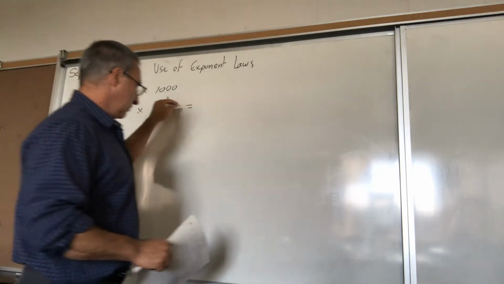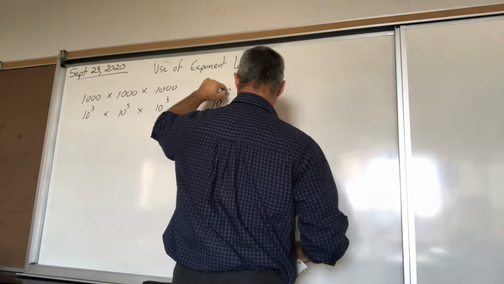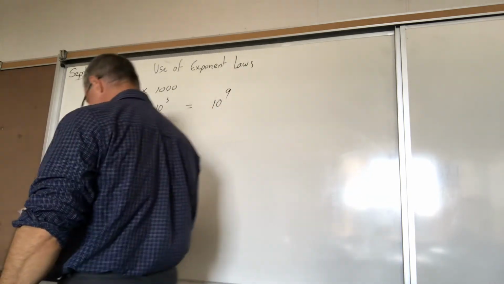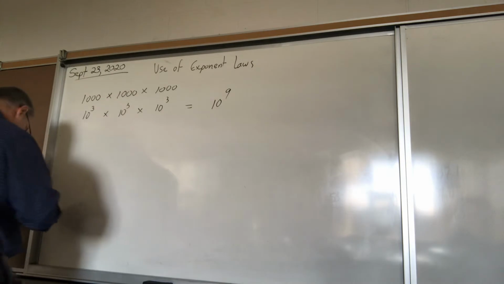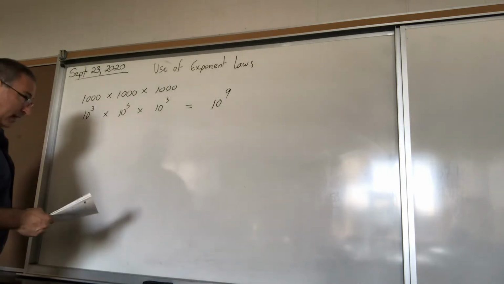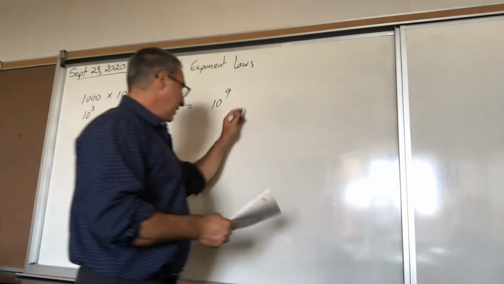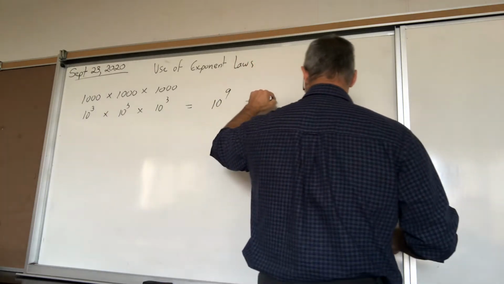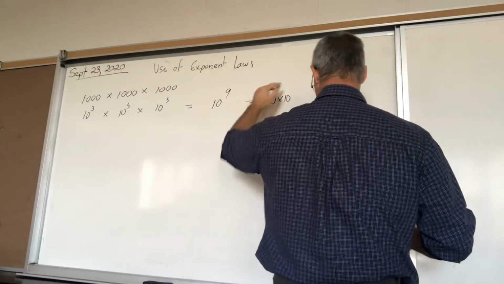times, you simply add the exponents, you get 10 to the power of 9. So 1,000 times 1,000 times 1,000 gives you 1 billion. And another way of writing 1 billion is to say 1.0 times 10 to the 9. You're multiplying by 1. It's still the same thing.